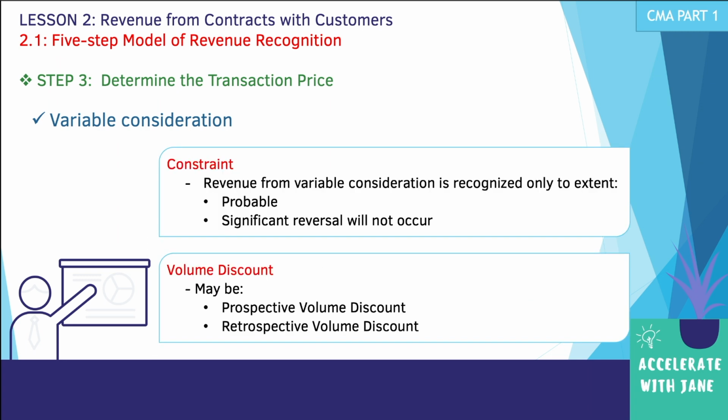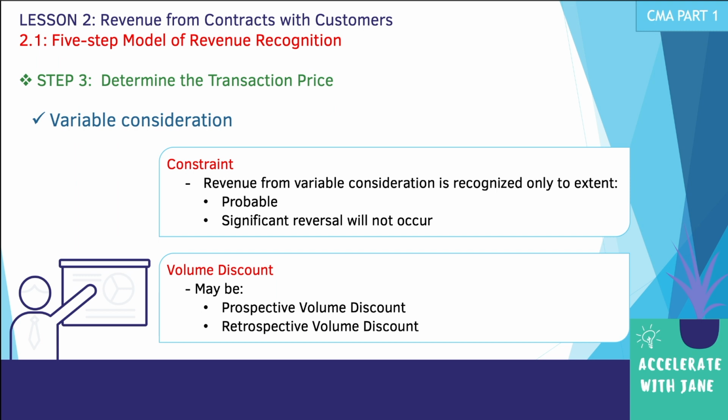So still under variable consideration, we have here the constraint. Revenue from variable consideration is recognized only to the extent that, first, it is probable, and second, that there is no significant reversal. So again, for variable consideration, we need to consider that it should be probable, meaning it is most likely to occur. Second, there will be no reversal. And take note, a significant reversal that is expected to occur.